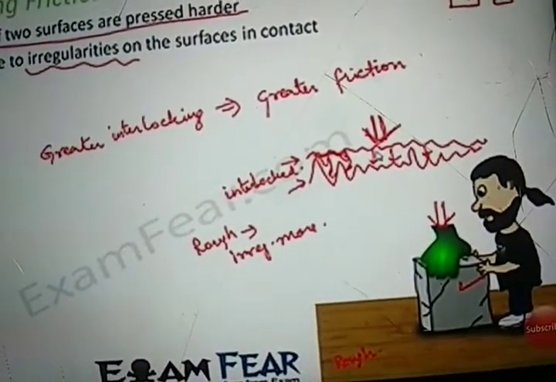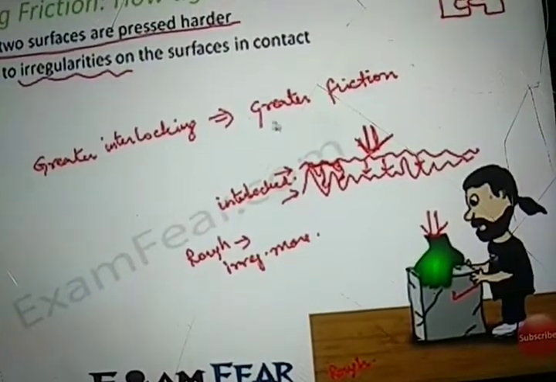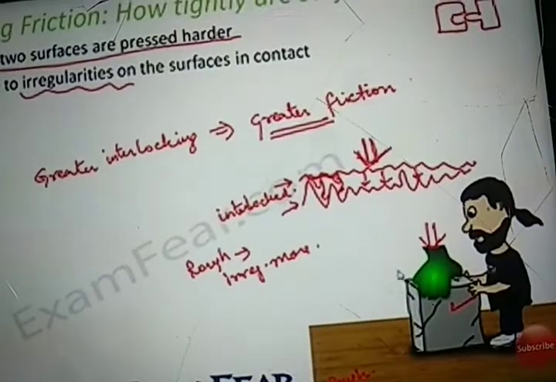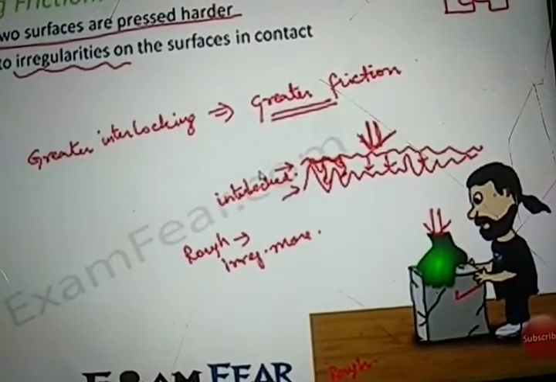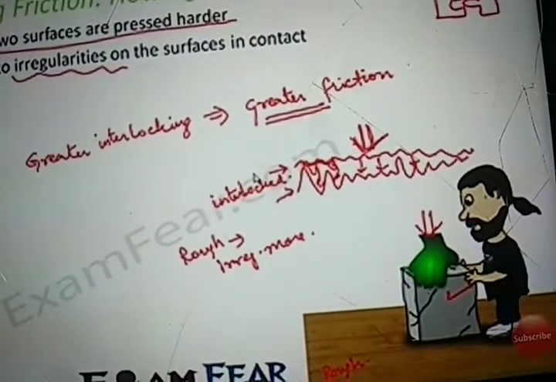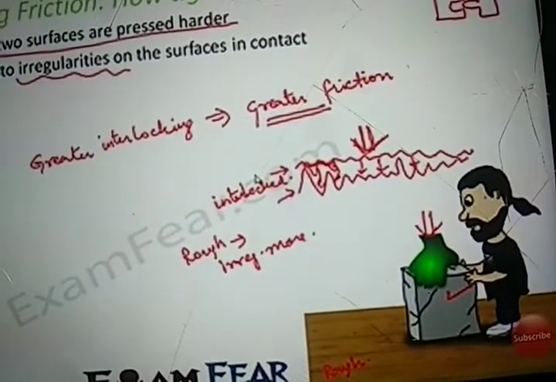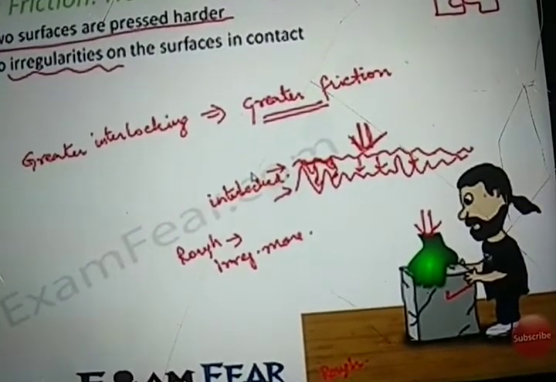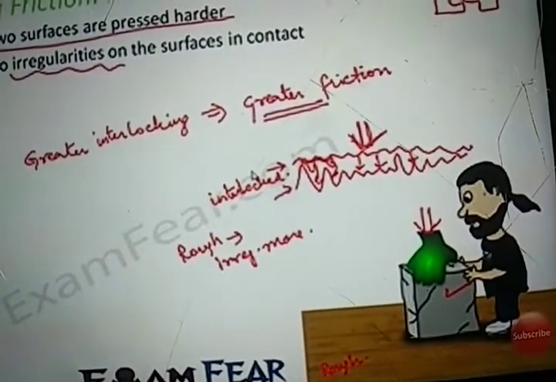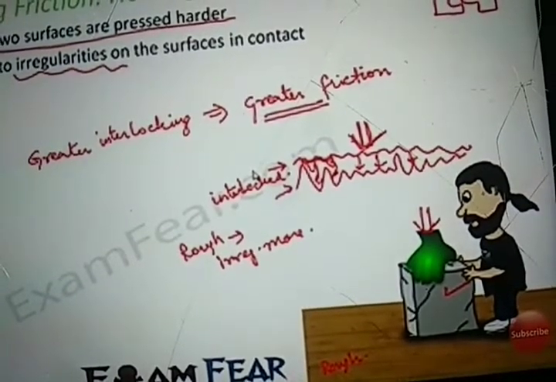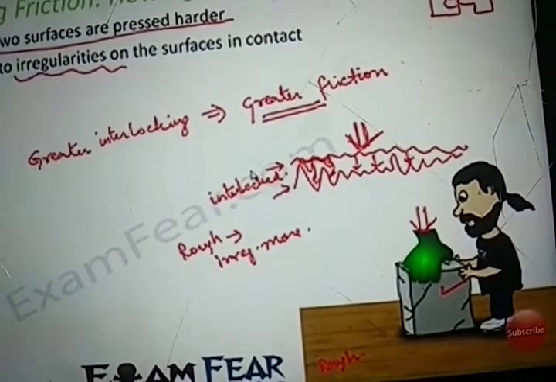So the irregularities are going to be more interlocked, so greater friction will be there. If the two surfaces are pressed harder, the interlocking is going to increase, and therefore the friction will increase. Even if we are talking about the same surface and the same object, if those two objects are pressed harder against each other, then the friction increases. That means it becomes difficult to make that object move, so in order to make it move, you need to apply more force.